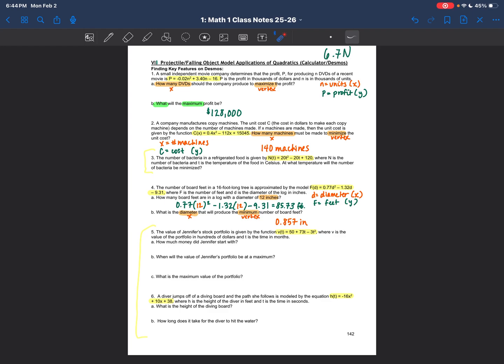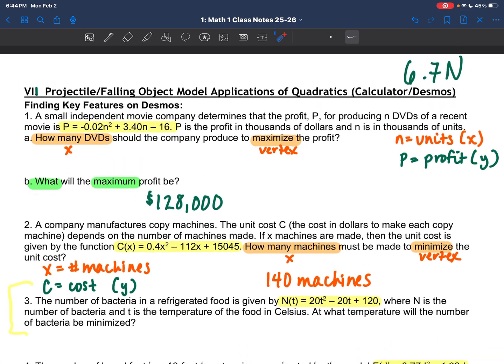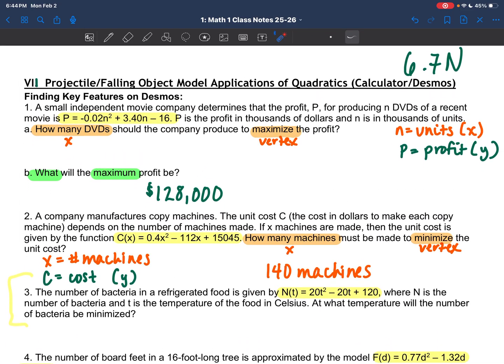All right, today we're going to be talking about projectile falling objects, so the word problems, but this time we can use a calculator or Desmos, and I'm going to focus more on Desmos. So let's go ahead and get started. We need to think about finding the key features on Desmos. So let's look at this first example.